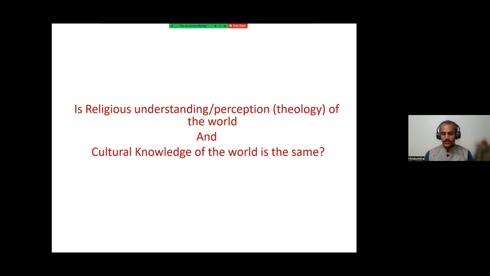So now we understand what civilization is, what culture is, what religion is. We have seen the differences. Now, is religious understanding, or theology, what we call technically, the same as cultural knowledge? Because every culture has its own knowledge: the way we speak, the language, the knowledge of certain events, knowledge of certain types of food availability in certain seasons, all that is cultural knowledge. So are theology and cultural knowledge similar? Because in the textbooks and in general discourse, we tend to hear religion and culture used in an interchangeable fashion.